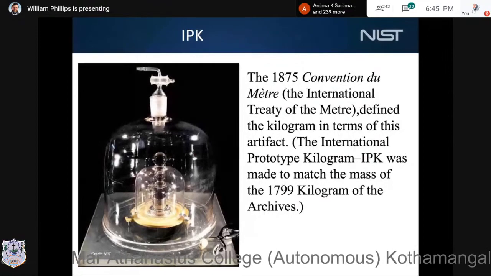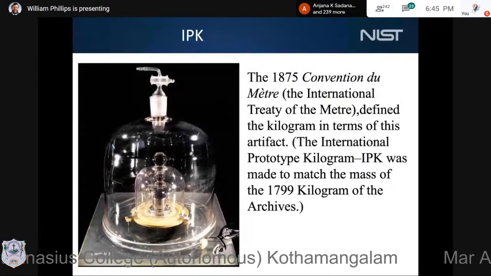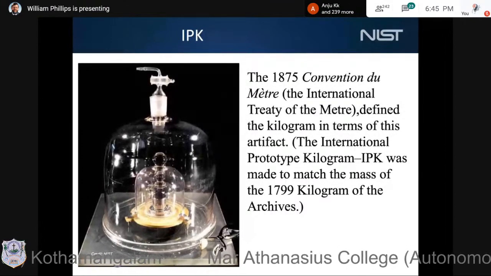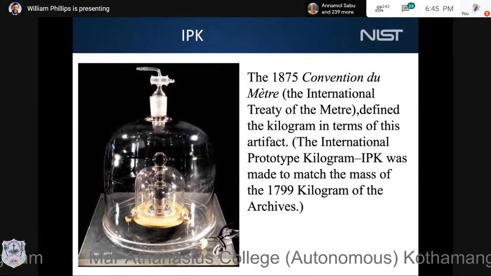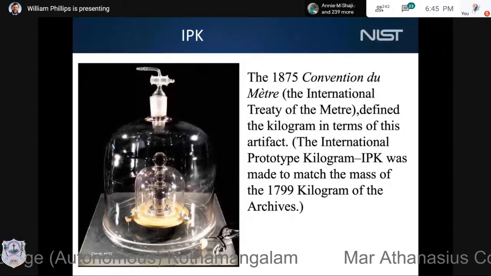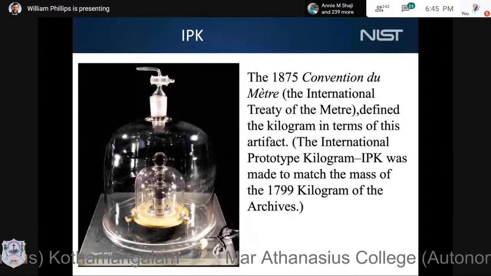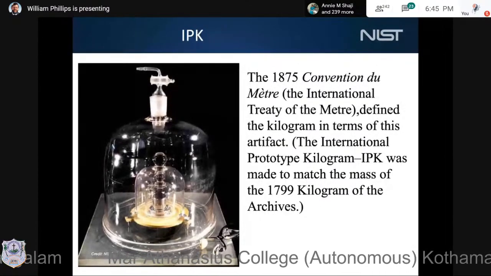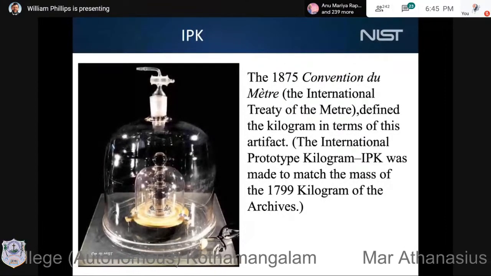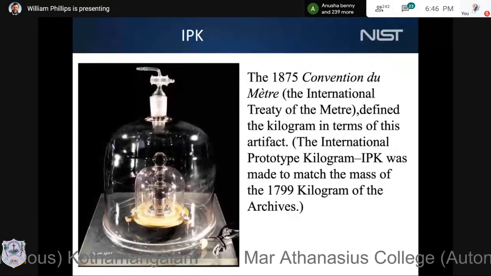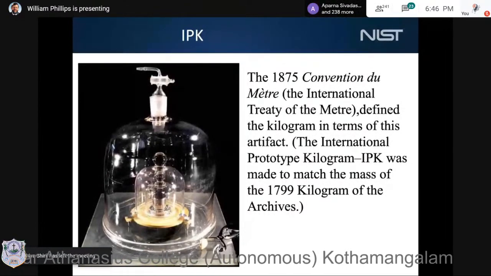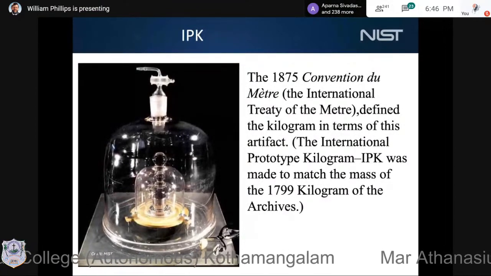So the point I want to make is that until a little bit more than a year ago, until May of 2019, the international definition of the kilogram used by the entire world was the mass of an object made in the 19th century based upon an object that had been made in the 18th century. And this sounds so antique, something that is so out of date, it's hard to believe that in the 21st century, we were still using that kind of a definition.